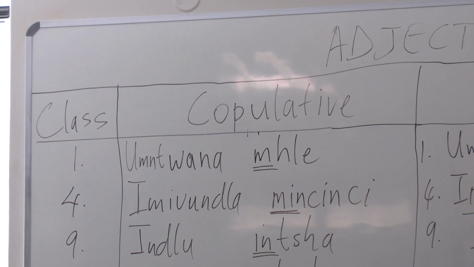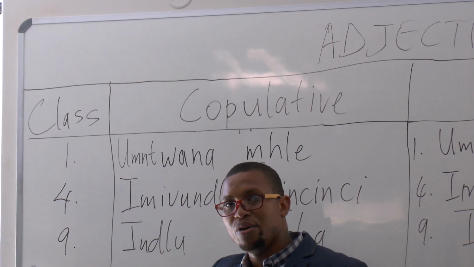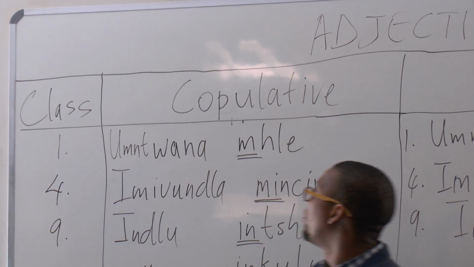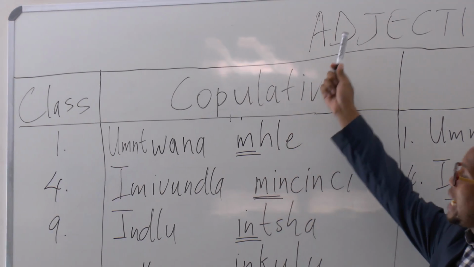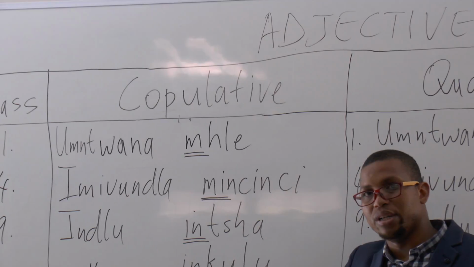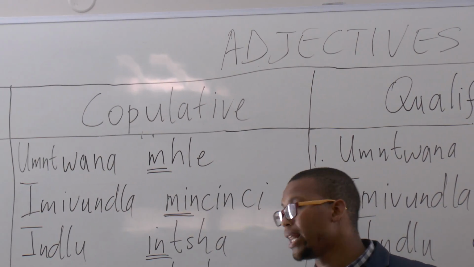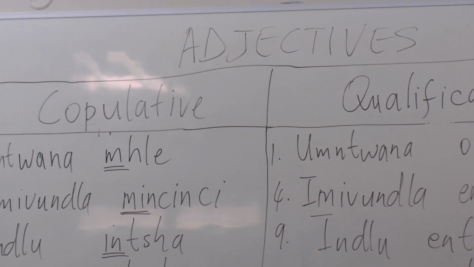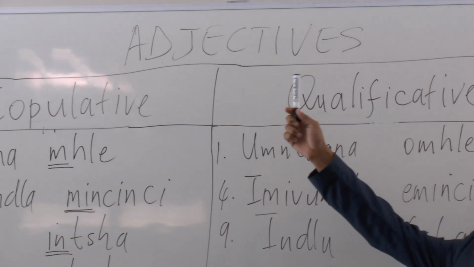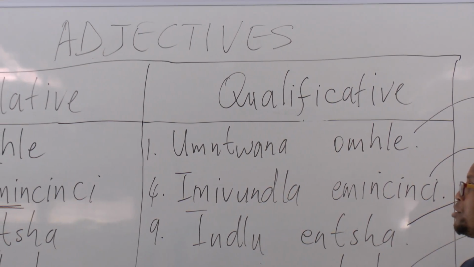On the board, as you can see, we've got a column with the class nouns. We have the adjectives as copulatives. We'll speak to that later on. These are the adjectives as copulatives. We've got a column for that. We also have a column for the adjectives as qualifiers. We're going to speak to that.